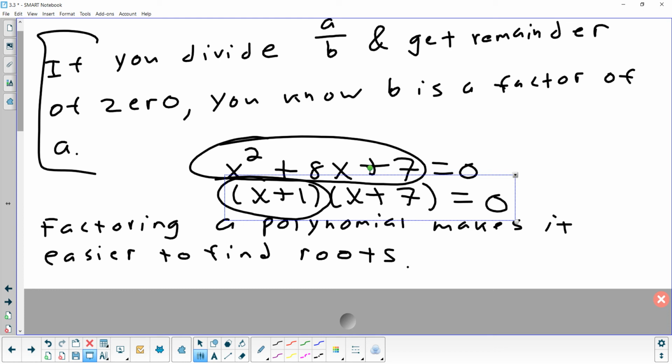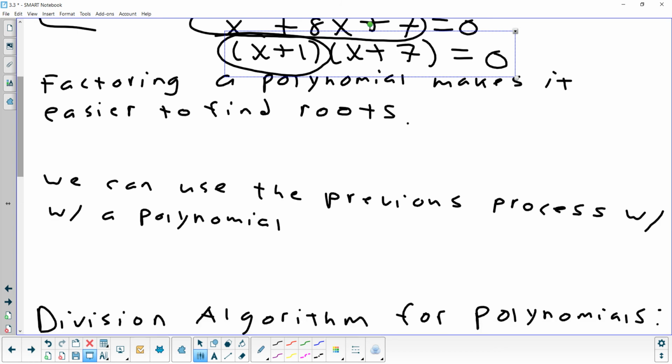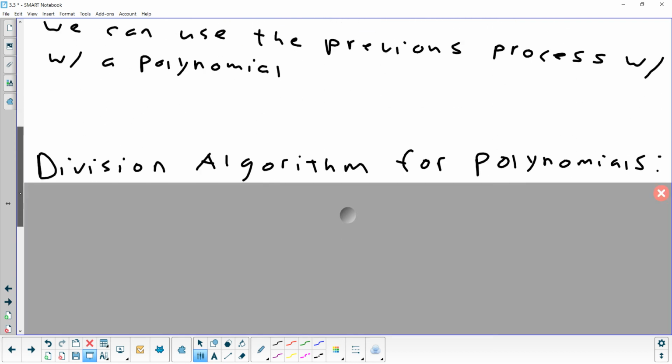Any questions so far? Okay. So let's go through the process of long division. It's the same process you pretty much learned for numbers. You have to divide, multiply, subtract, and bring down. Okay, so we'll write the steps out first, and then we'll do an example.